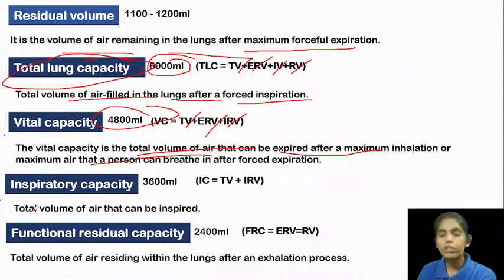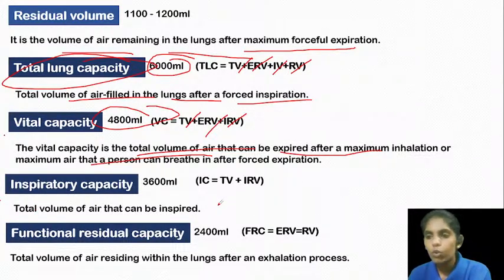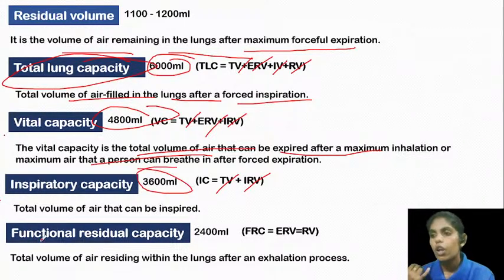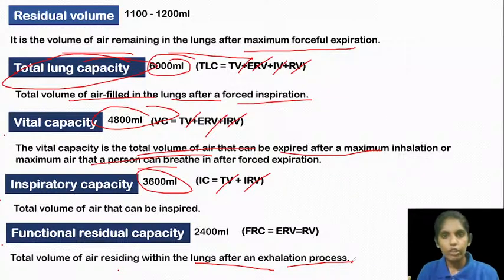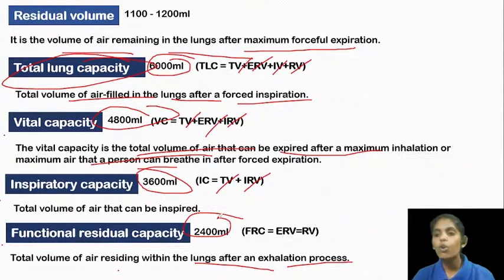Now the inspiratory capacity. It is the total volume of air that can be inspired, and it is the total of tidal volume and inspiratory reserve volume. It is around 3600 ml. Now the functional residual capacity is the total volume of air residing within the lungs after an exhalation. I have told you earlier, if we exhale the air, some volume of air will be present in the lungs. So that is the functional residual capacity. This is about 2400 ml. So FRC is expiratory reserve volume plus residual volume.